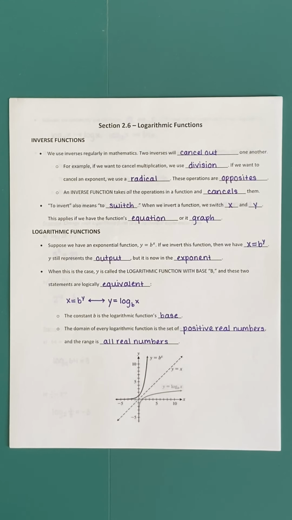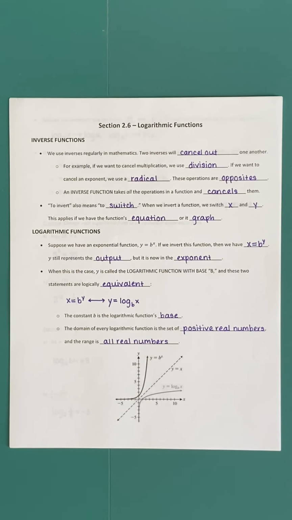An inverse function is going to take all of the operations represented in a function and cancel them all out. For example, say we had a function where we took our input, multiplied it by a constant, and then added another constant. The inverse function would have to cancel out both the multiplication and the addition. An inverse function just takes all of the inverse operations needed to cancel out a particular sequence of operations in a particular function.